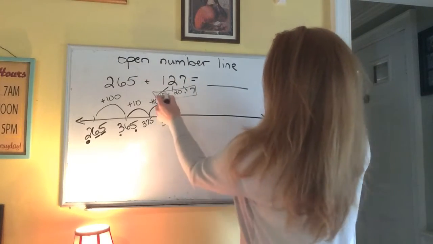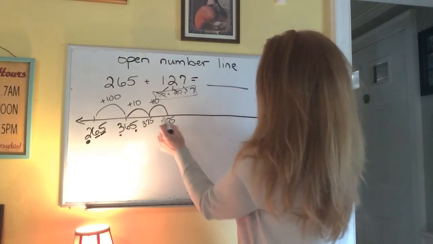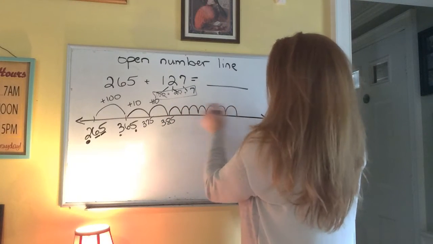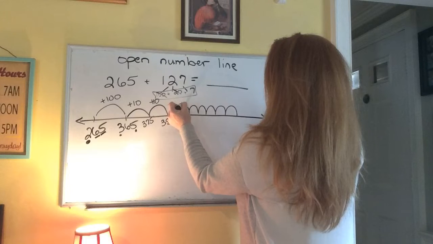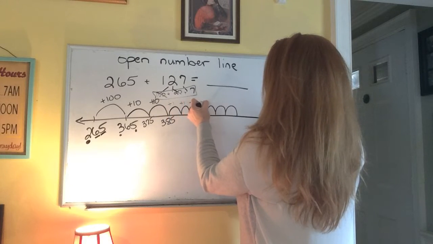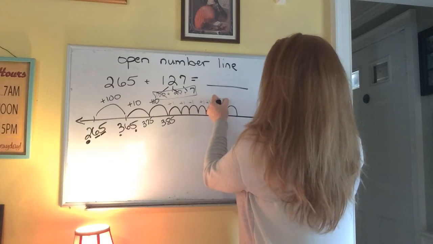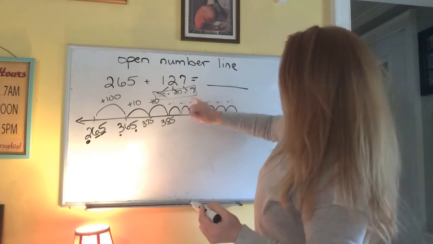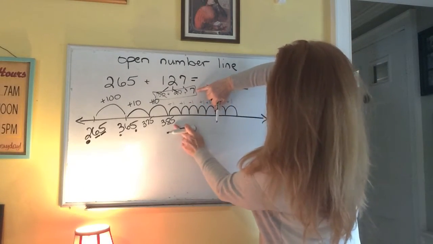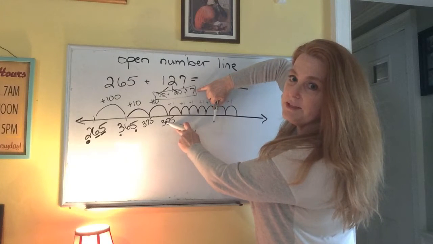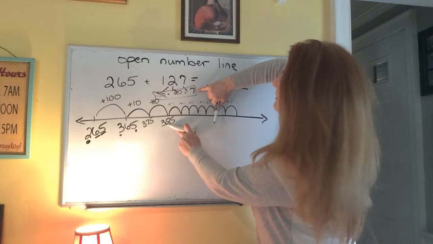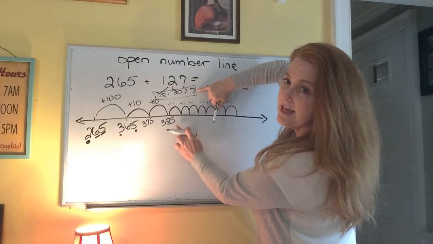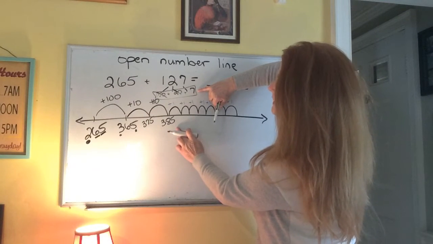All right, I added my hundreds, I added my tens, I need to add my ones. 1, 2, 3, 4, 5, 6, 7. Plus 1, plus 1, plus 1, plus 1, plus 1, plus 1, plus 1. Actually, we'll see it here, because I can look and see that 5 plus 7 is going to be more than 9. So I'm going to have to regroup some of my ones into that tens column. So you'll see what that looks like.